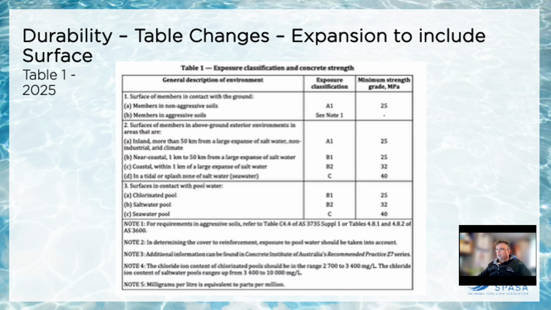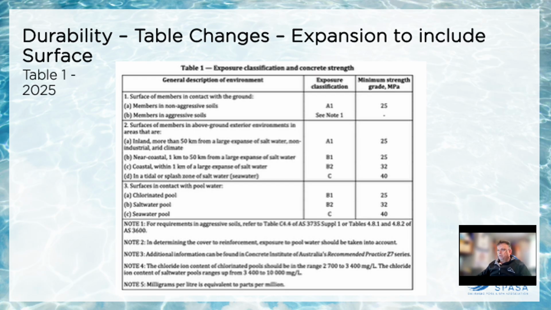Now, what that's changed to is a little bit more complicated now. Whether the surface member is in contact with an aggressive soil or a non-aggressive soil gives you a certain classification, whether it's inland, near coastal. There's a whole bunch of new requirements now that need to be considered, and the key one that you want to look at there is the surface in contact with pool water, being a chlorinated pool, saltwater pool, or a seawater pool, and it gives you the various types of exposure classifications.